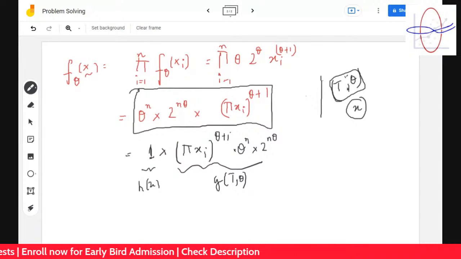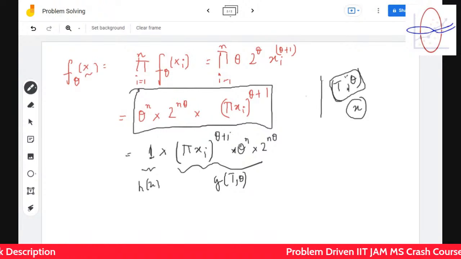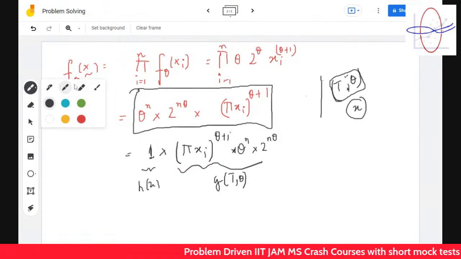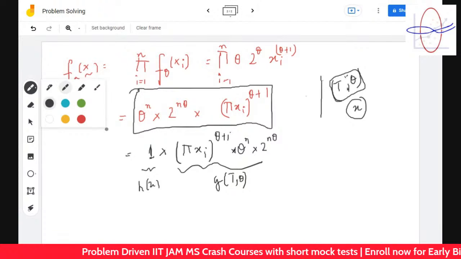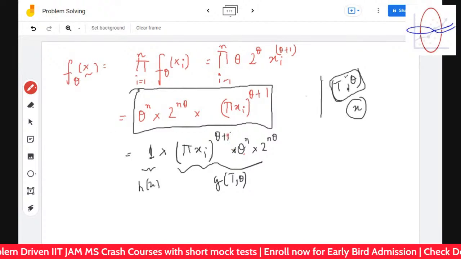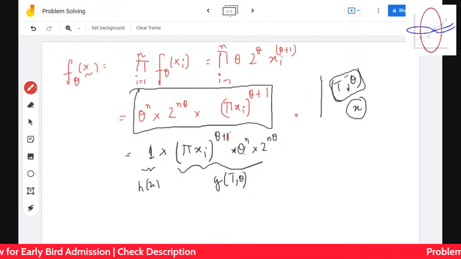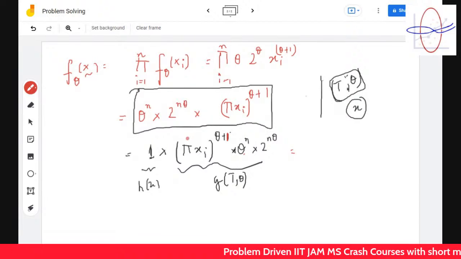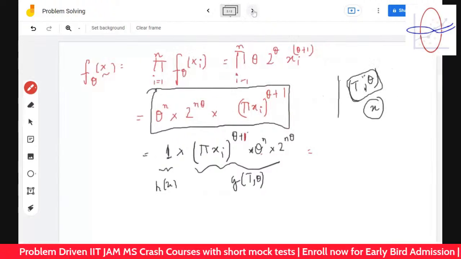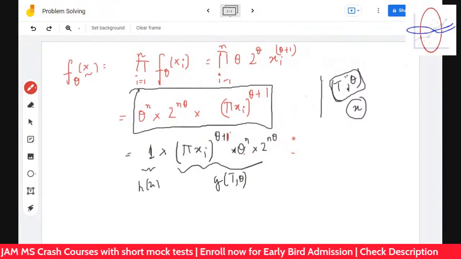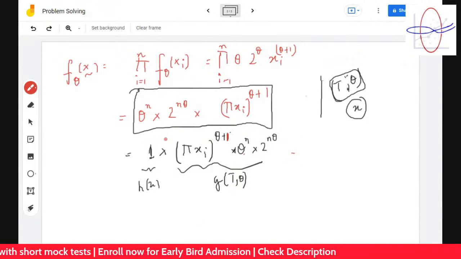Okay, good. But can we break it in terms of theta and the power 1? The product of xi is raised to the power theta plus 1. So we can keep one product of xi to the power theta in the g of t theta. We can keep that, so it's not unique. It's okay for it to be one. So no worries, we can keep that of course.